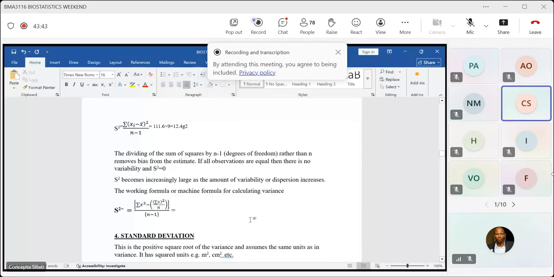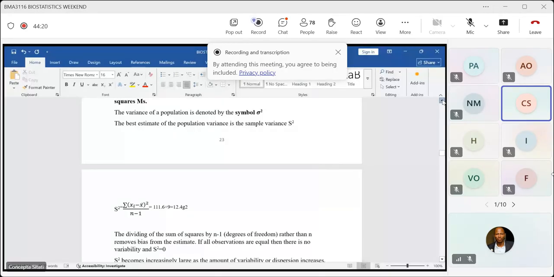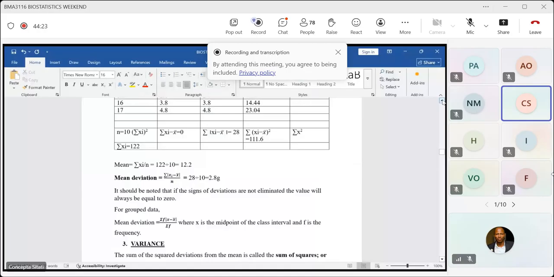Right, so I was explaining about the machine formula or working formula that I normally put in the exam, and we will use it with the example that is here. We have summation of x squared minus summation of x, in brackets squared, divided by n, the whole of it divided by n minus 1. Now, I would like us to go to the table so that we find where the first summation of x is. The first summation of x is this one here.